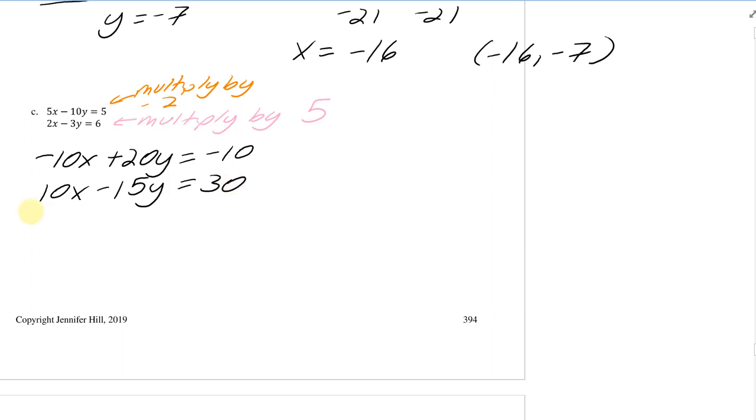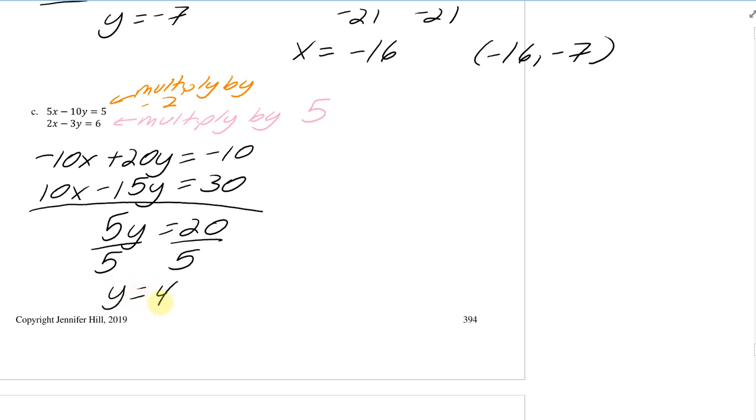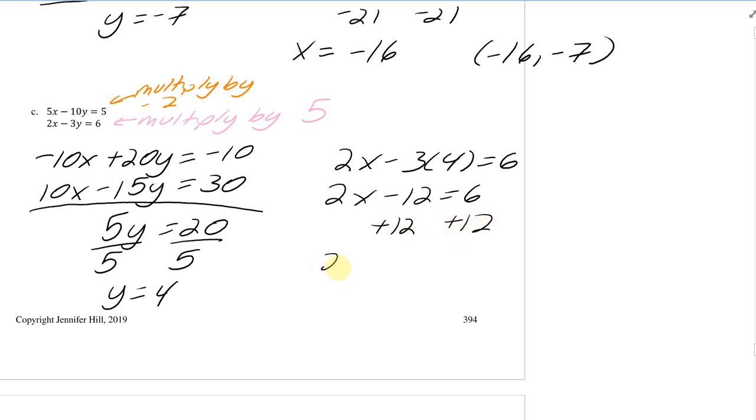So now I can add straight down. This will become 5y equals 20. Divide both sides by 5, and I get y equals 4. Now I want to plug that back into one of the original equations. I'll plug it into the second equation. So this will be 2x minus 3 times 4 equals 6. So this is 2x minus 12 equals 6. Add the 12 to both sides, so I get 2x equals 18. Divide both sides by 2, and I get x equals 9. And so then my solution will be 9, 4.